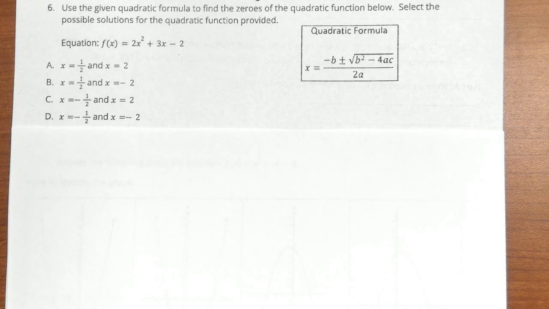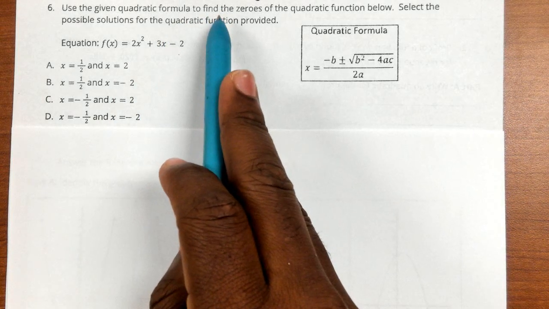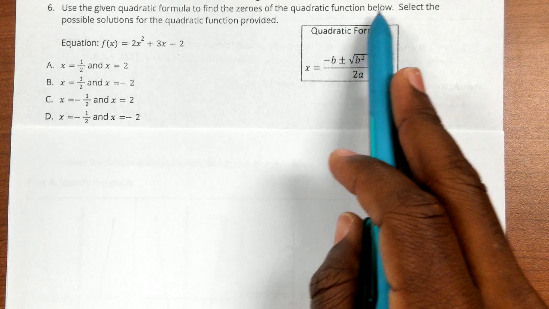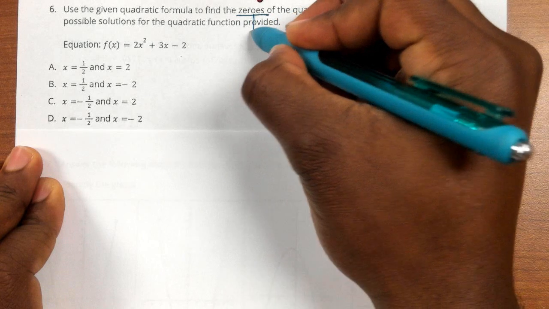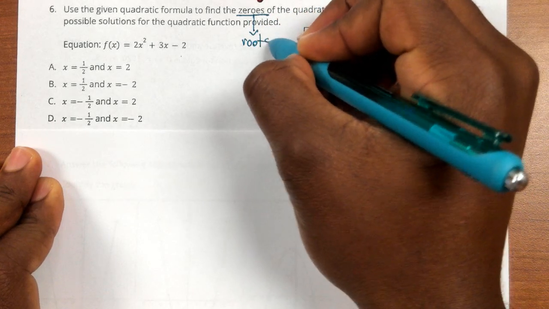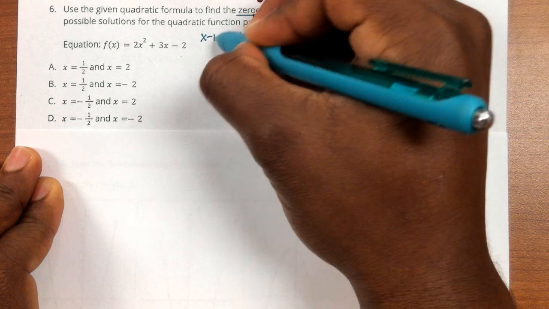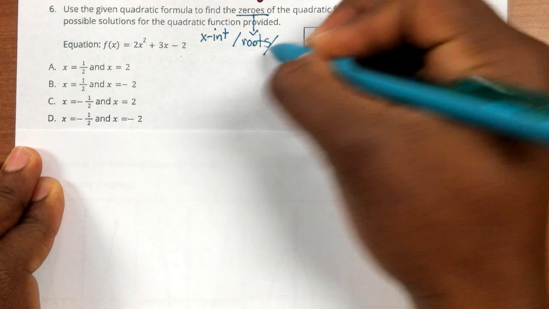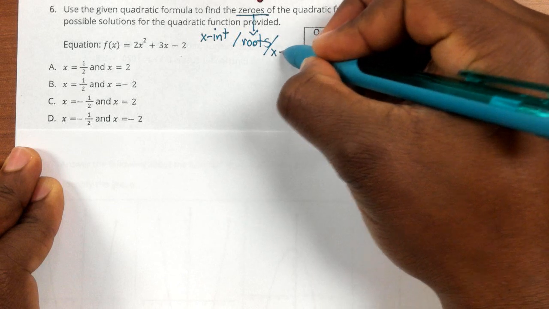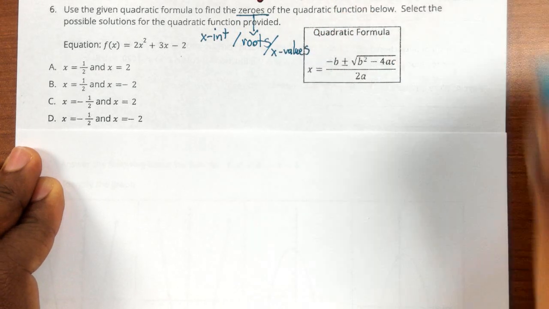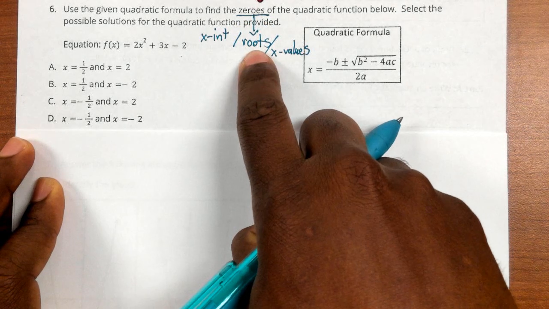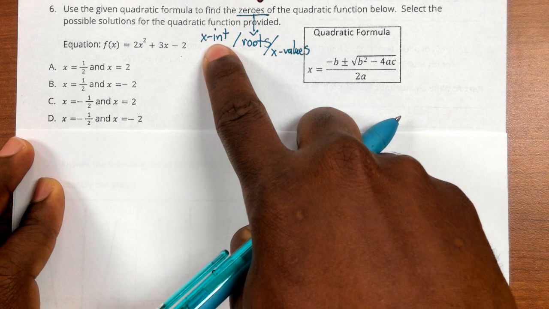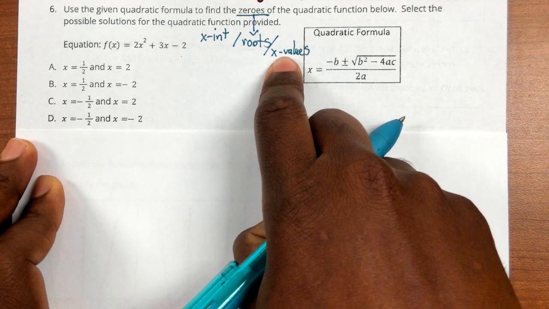Question number 6 says, using the given quadratic formula to find the zeros of the quadratic function below. Zeros is just another name for roots, which is another name for x-intercepts, which is another name for x values. So again, guys, that's what it means when it says find zeros. You're finding the roots or your x-intercepts or your x values.